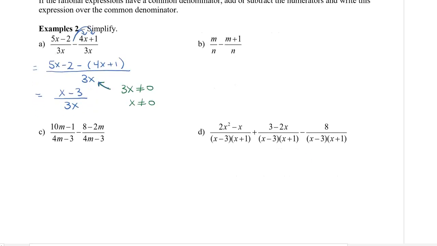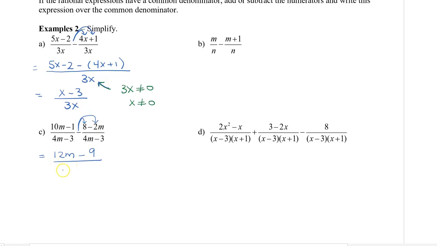And again, we have 10m minus 1 minus another 8 minus 2m. So I'm going to subtract. This time I'm not going to show you this middle step here. Let's see if we can do it without it. So we have 10m and then minus 8 and also minus negative 2m. So we're going to go 10m minus the negative 2m, which will give me 12m. And then negative 1 minus 8 will give me negative 9.